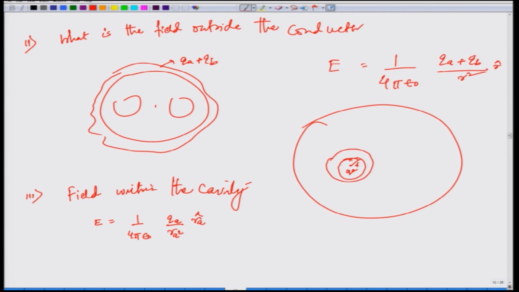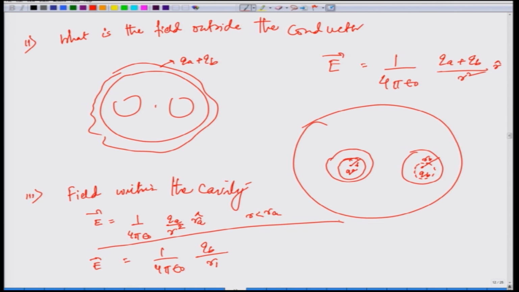Pointing along the radial direction, and the same goes for the second cavity, this is RB, this is QB, and I am supposed to calculate the field here. So the electric field vector will be 1 by 4 pi epsilon naught QB by R square, in the RA direction, but in this case this R is less than RA, that is the condition here.